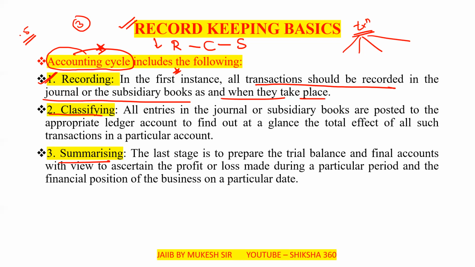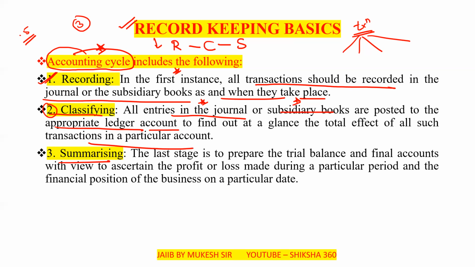Second thing here is classifying. All entries in the journal or the subsidiary books are posted to the appropriate ledger account, to find out at a glance the total effect of all such transactions in a particular account. That is known as classification. We have to classify the transactions.